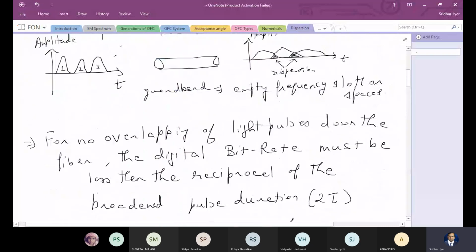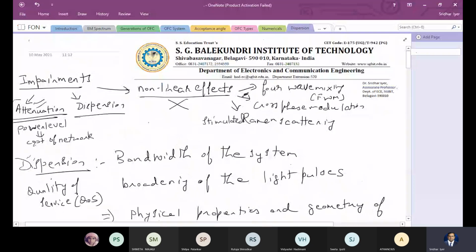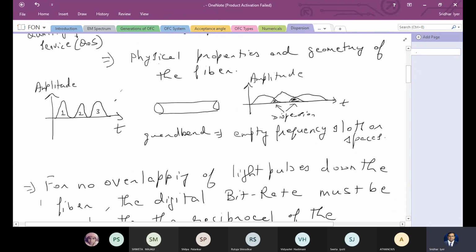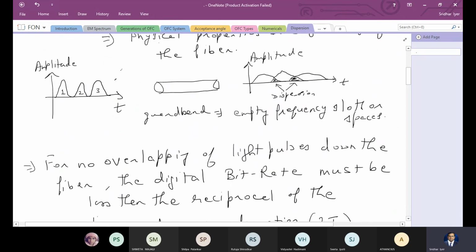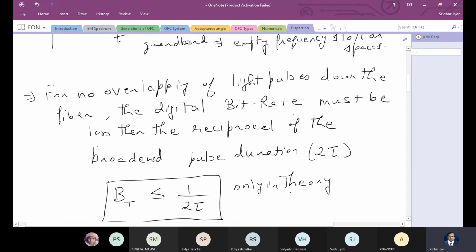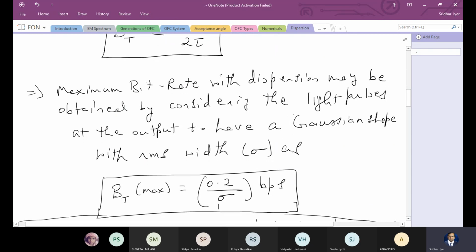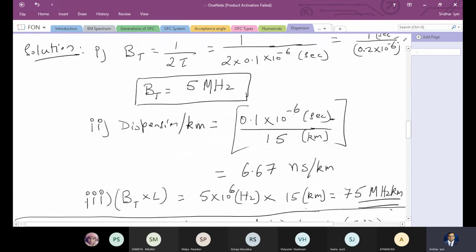Okay, so in today's lecture we have just seen what dispersion is. It is going to affect the bandwidth of the system. That is the quality of service that a customer is going to request. It depends on the physical property and geometry of the fiber. So I've shown you how this dispersion looks like, how it is related to the bit rate, how it is related to the broadening, that is the tau. Why this broadening happens is because of the geometry and making of the fiber. We've solved one numerical based on that equation.